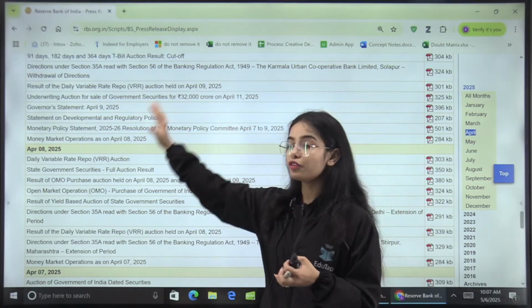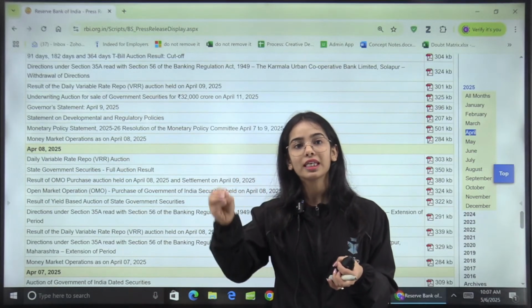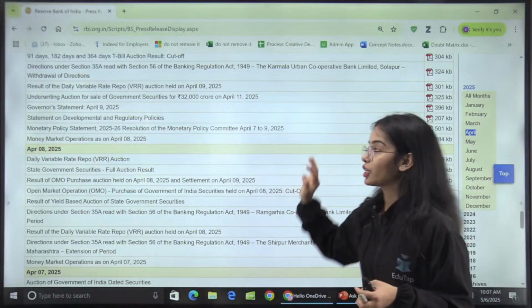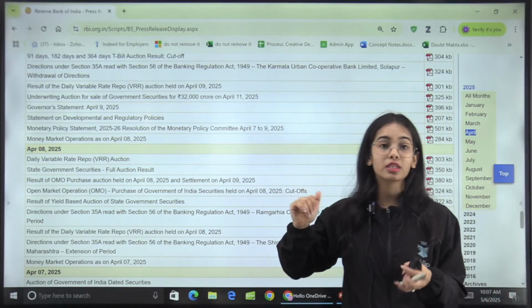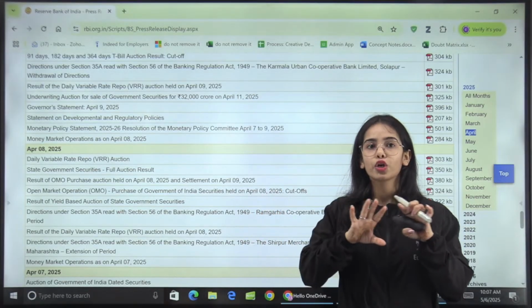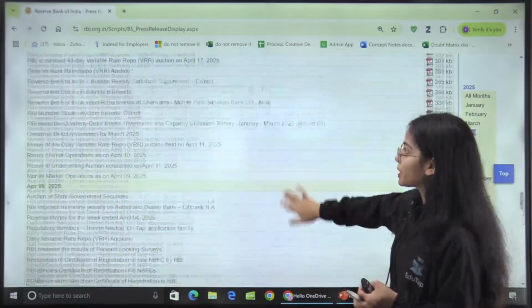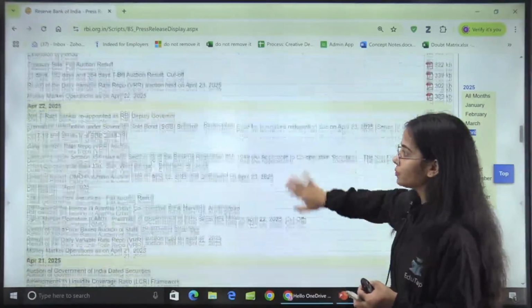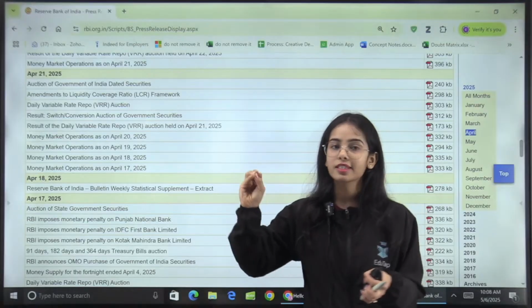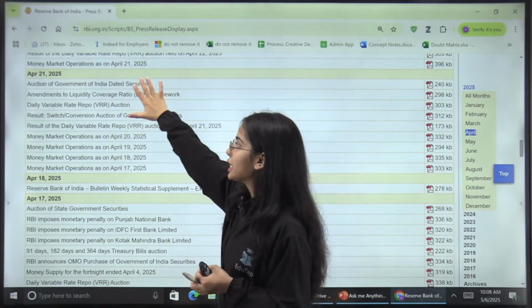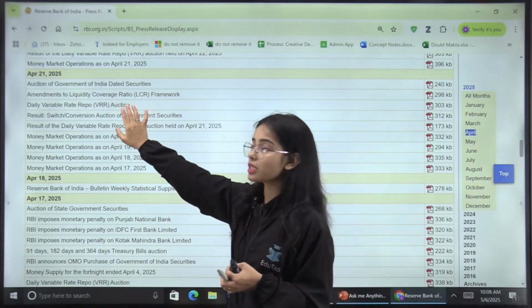So out of the 15 to 20 RBI press releases that we have seen, only 2 or 3 are the ones that you need to cover. So this is the idea, that if you see the press releases and you see that okay, there are so many press releases, do not worry about it, because you only have to do the limited ones. Okay, in the press releases, because most of the press releases are the daily operations of the Reserve Bank of India. So here also you can see that most of the press releases are the daily operation of the Reserve Bank of India.